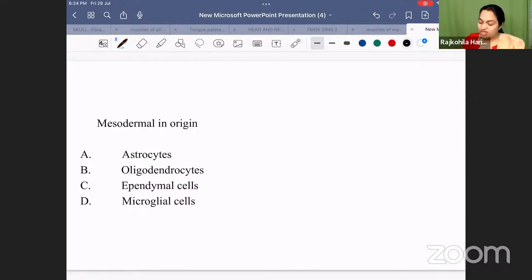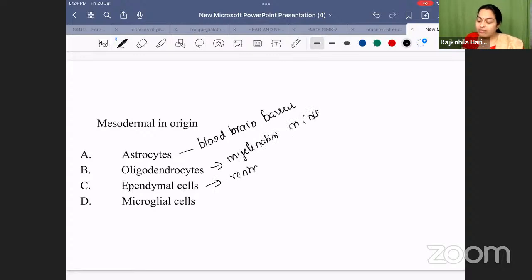Astrocytes, what is its function? The foot process of the astrocyte is going to be in contact with the blood vessel to form the blood-brain barrier. What is the function of oligodendrocytes? Myelination of the axons in the CNS. Ependymal cells, they line the ventricle and help in the circulation of the CSF. Microglial cells are phagocytic in function.